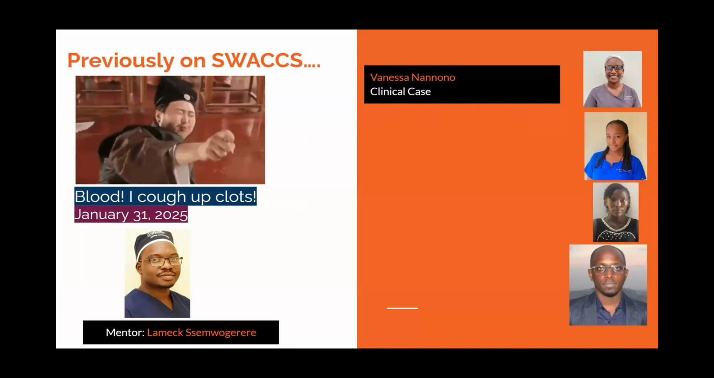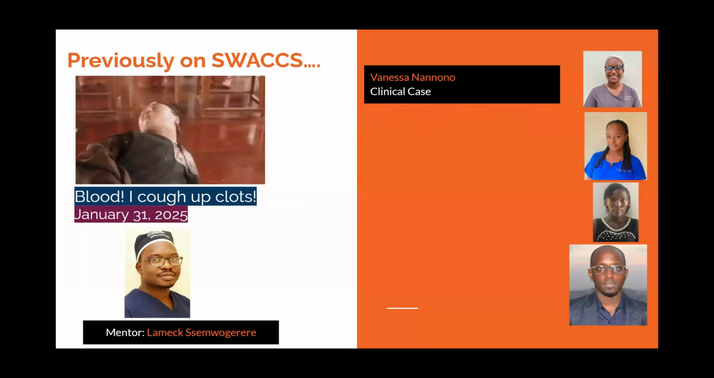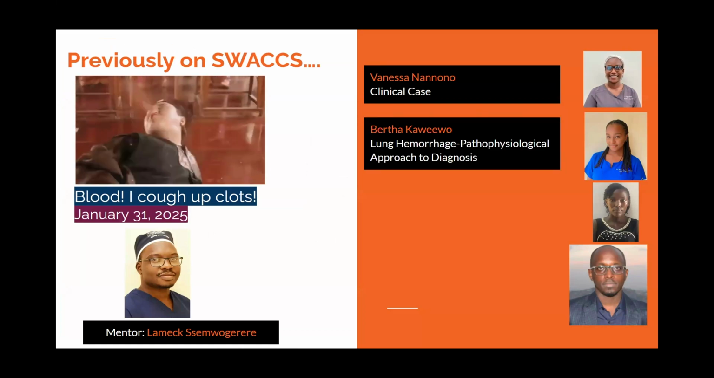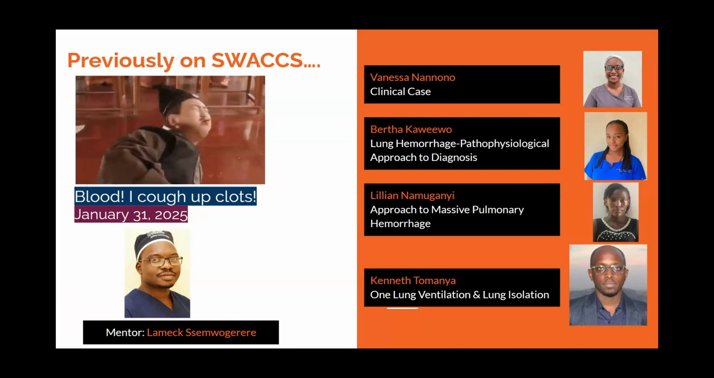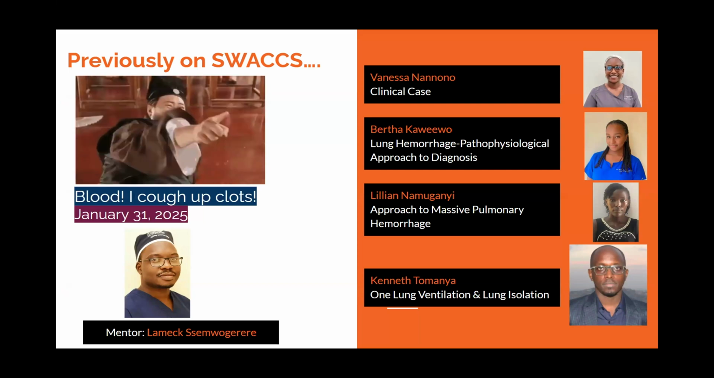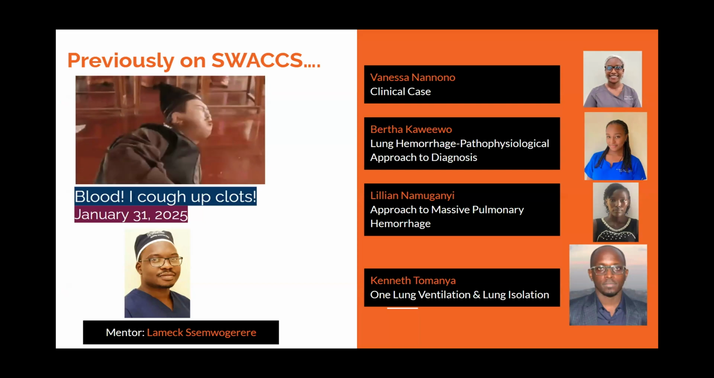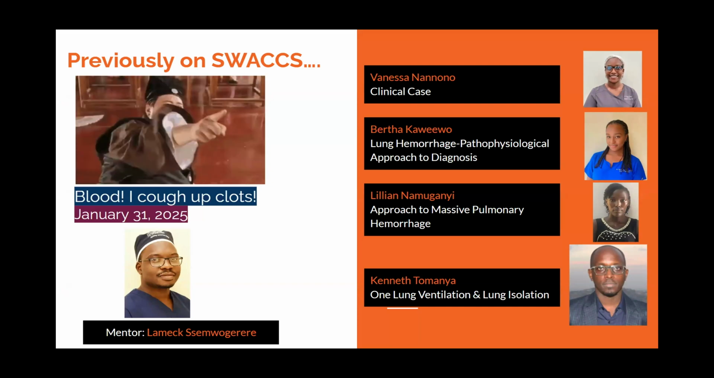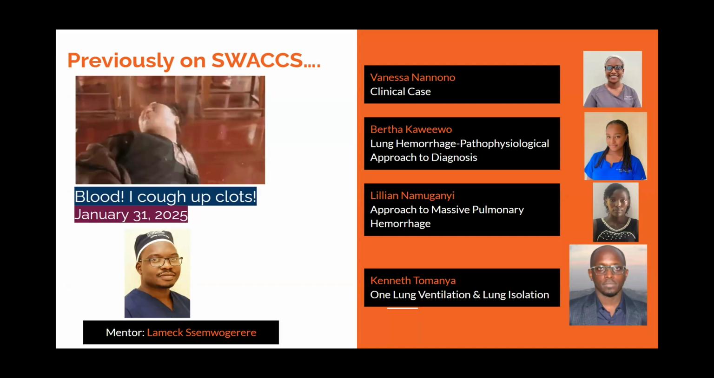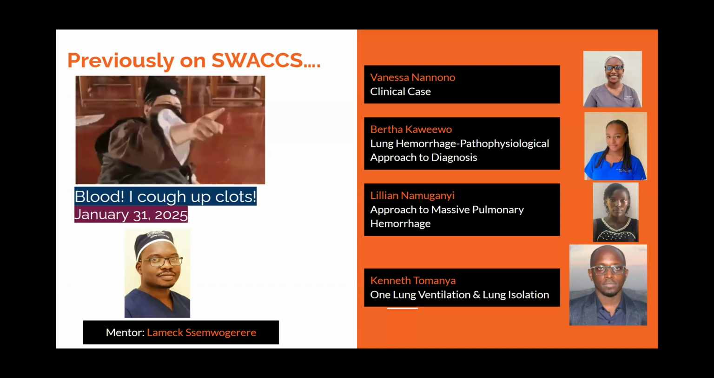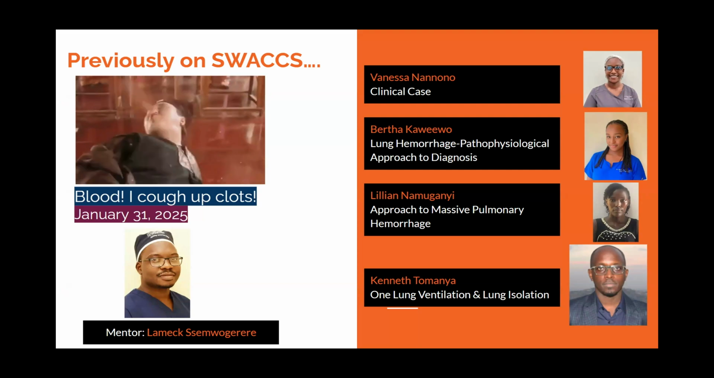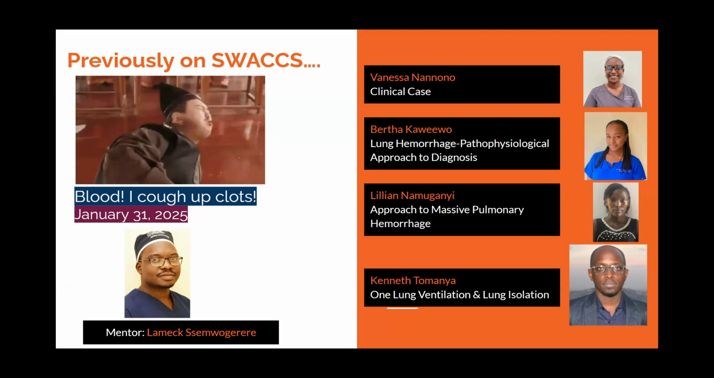Previously, in the last session, that's last week, on Friday, we were focusing on pulmonary hemorrhage, and we had quite a big cast taking care of the topic. We had a clinical case presented by Dr. Vanessa, followed by a pathophysiological approach to diagnosis and eventually a management approach to care of a patient with massive pulmonary hemorrhage, presented by Dr. Batha and Dr. Lillian, respectively. The session was concluded by Dr. Tomanya, who took us through quite a fine talk on lung isolation and one lung ventilation, something that's quite a lifesaver in critically ill patients who have massive unilateral bleeding.